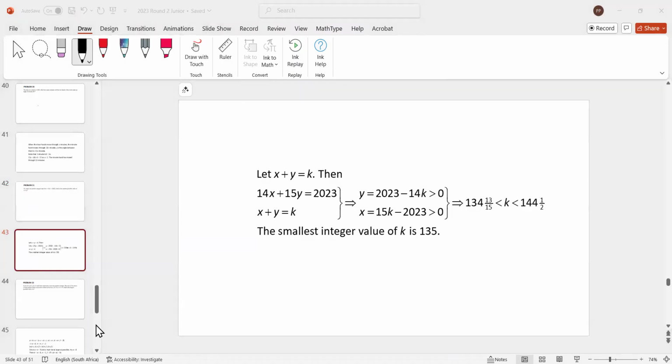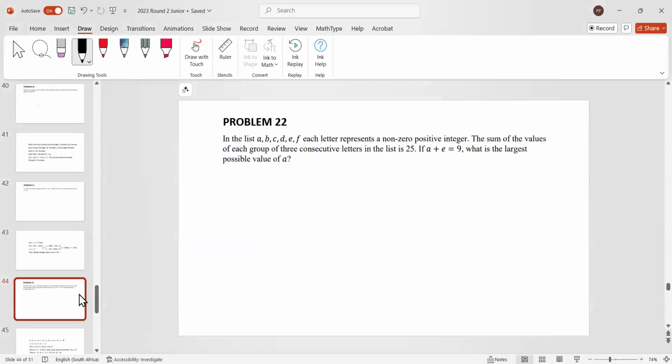Okay, let's have a look at the next question, problem number 22. It's taking a long time because there are so many problems and they're quite difficult. If you look at this one, in the list A, B, C, D, E, F, each represents a positive integer. The sum of the values of each group of three integers is 25. If A plus E is equal to 9, what is the largest possible value for A?